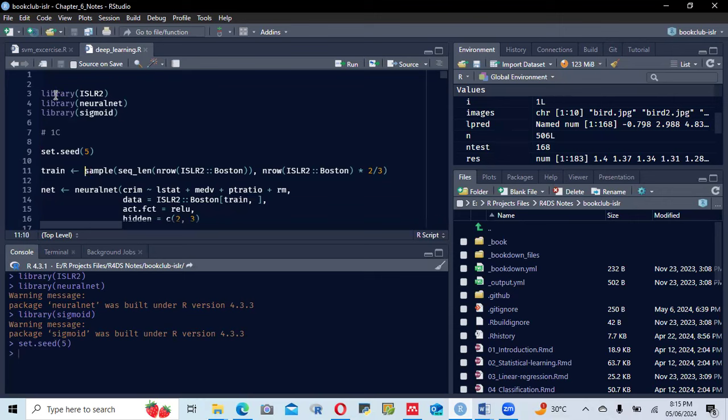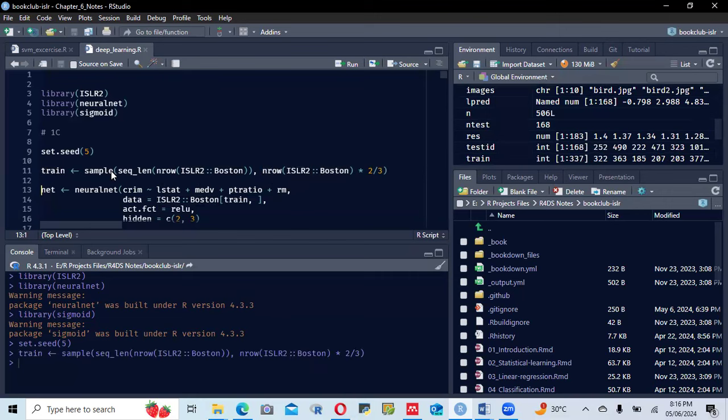Okay, we set our random seed. So here we set our sample, the sequence length. We are looking at the number of rows in the Boston data. The Boston data comes from the ISLR2 package. We check the number of rows in the Boston data and multiply this by 2/3. This is going to be our training data set in this model. So this is the train. We can check the head of the train, which is the first 6 rows, and this is what we have.